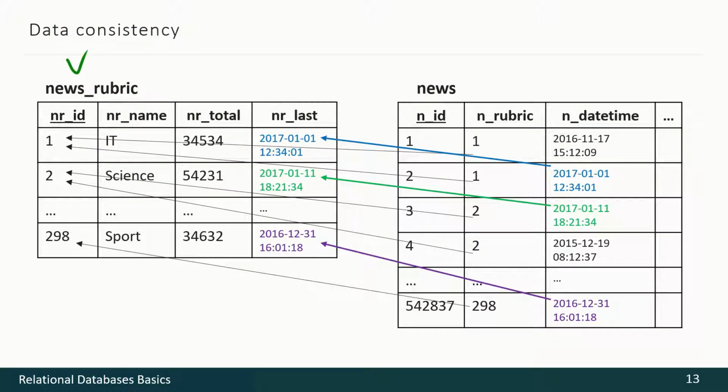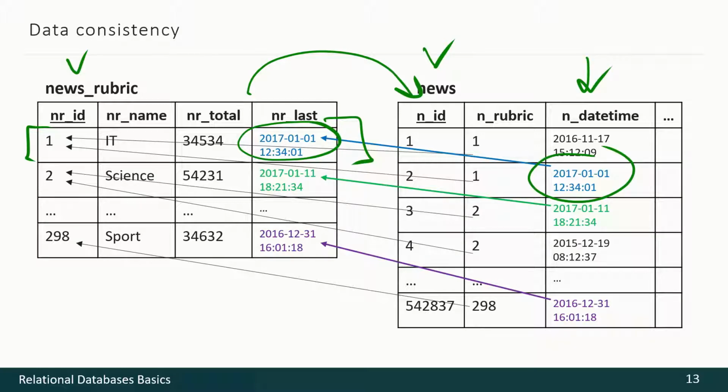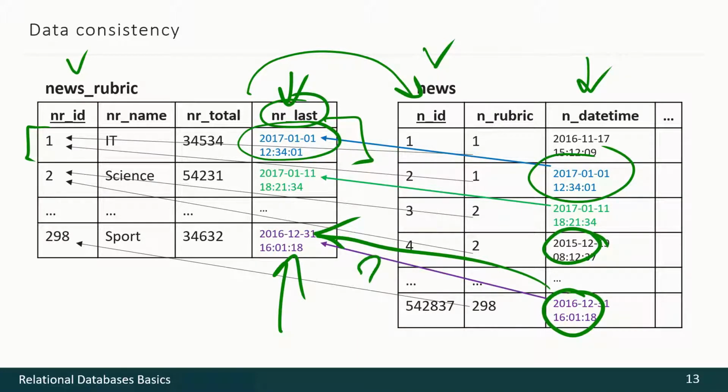Imagine we have news rubrics and news, and we want for each rubric to find out the date time of the latest news publication. Of course, we may join those tables, we may somehow select that information, calculate it, and so on, but that will take a lot of time. So we may add such a column here, and we may copy those date times here. But how can we do that? No DBMS will allow you to do such a thing out of the box.